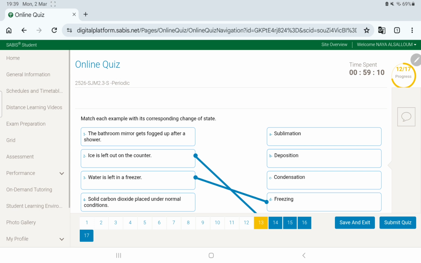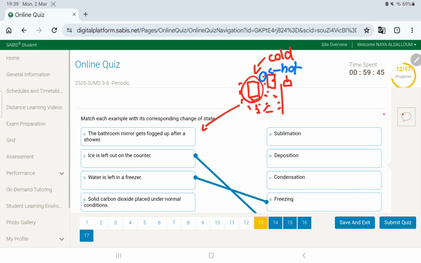The bathroom mirror. Now, this one, it's a bit tricky, but we're going to think about it. Here we have the bathroom mirror. And then let's say here you were showering and the door is closed. Obviously, the room is gonna be really hot, right? So here, this is like, let's say, the hot particles inside the room. And the mirror here is a cold mirror.